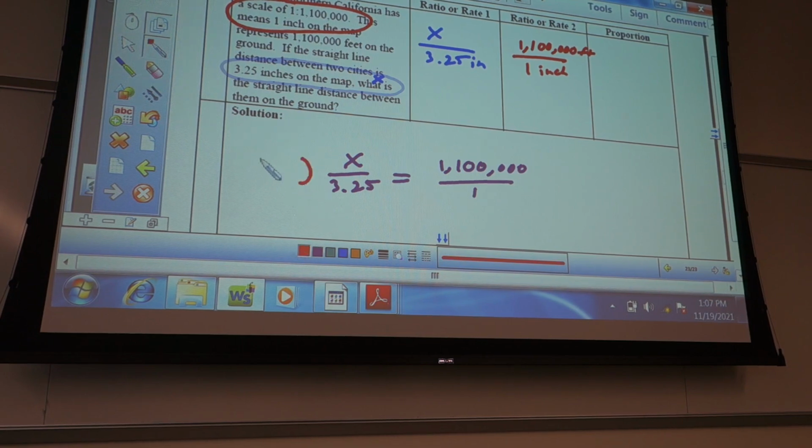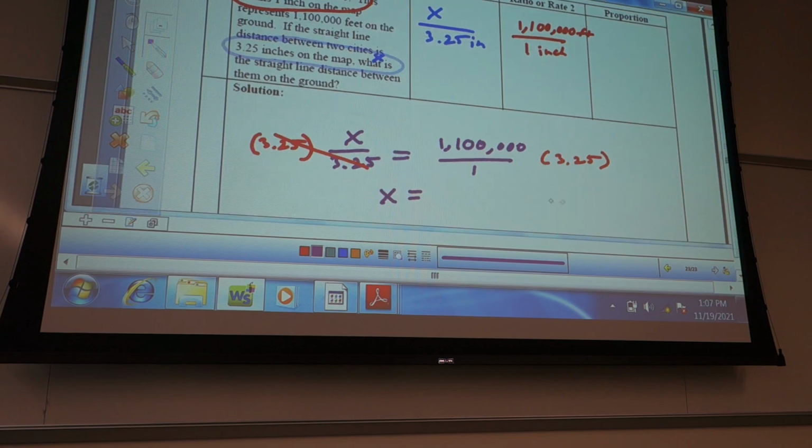Now, how do I fix this one? I multiply both sides by 3.25, so those will cancel out. And I will end up with x equals, I don't know, 3.3555275, like that. B. Okay. Good. Next one.